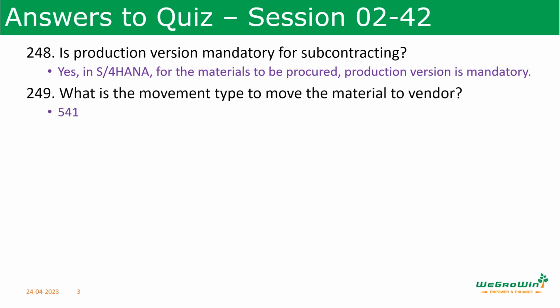What is the movement type to move the material to the vendor? It is 541. Every time we discuss, we are discussing masters and also movement types, because these are the two basic things for any user or consultant. If you are clear on these things, you can crack any kind of requirements coming from your business or from your clients.